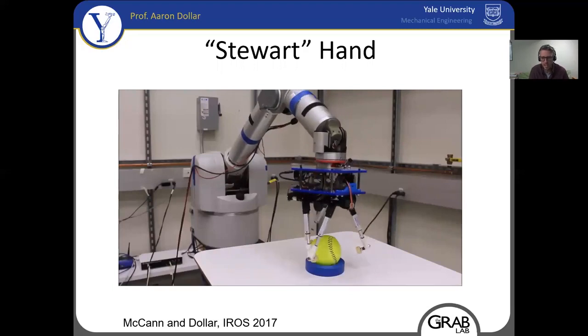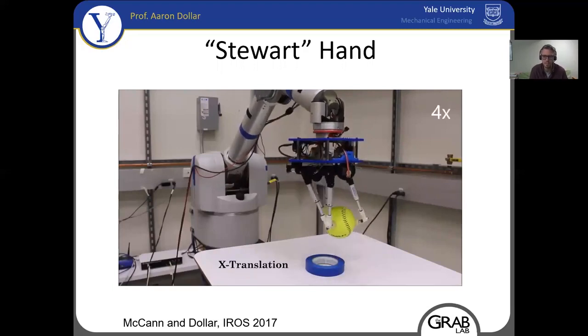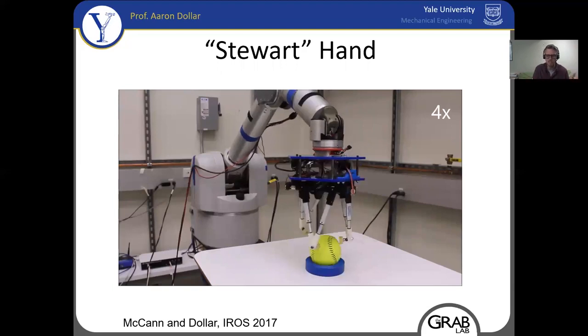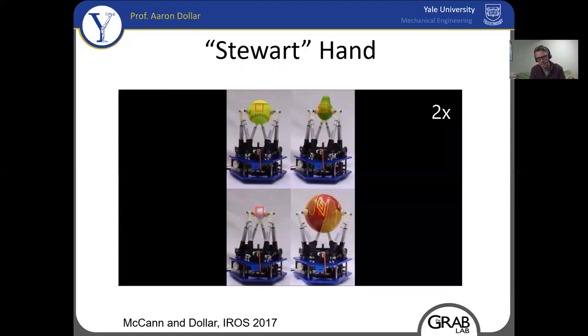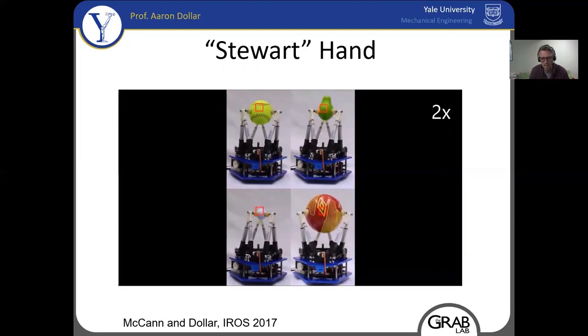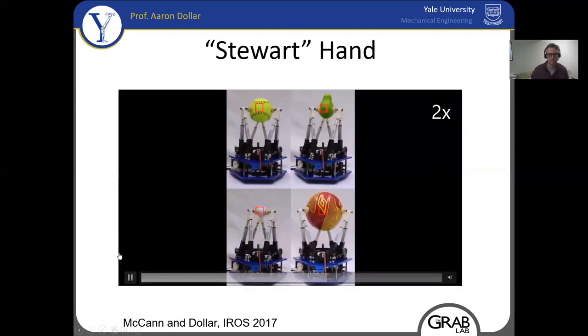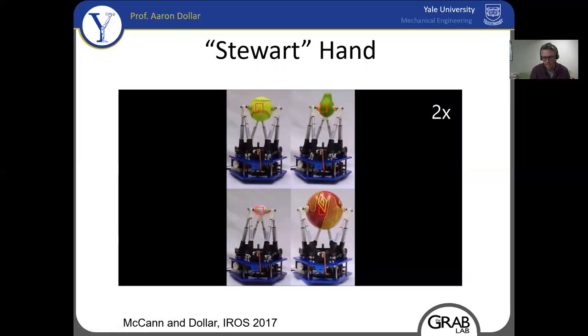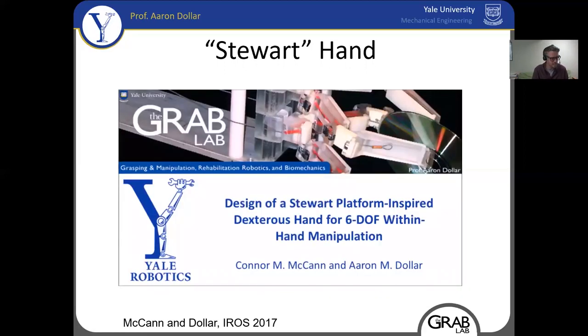So here's an example of a hand that we built based on the Stewart platform architecture. We call it the Stewart hand. And it actually has 7 actuators. There's an actuator that opens and closes the fingers onto the object, and that just applies a constant torque, like a grasping torque, onto the object. And then the linear actuators there are the ones that end up manipulating the object around by extending them like we do in the Stewart platform. But this is an extremely robust and very dexterous 6-degree of freedom manipulator that has a lot of the same adaptability as a typical underactuated hand.